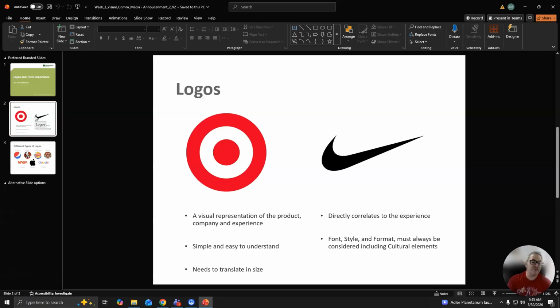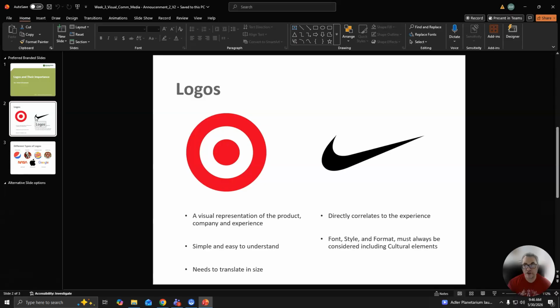They're a visual representation of the company's experience. They're simple and easy to understand, and they need to translate in size. Like billboards to tiny little Apple Watches. It's got to make sense. They also have to directly correlate to the experience as well. Font, style, and format must always be considered in cultural elements. And that's what matters in more ways than one. And it's the same thing here, because if you're going to sell across multiple countries, you need to make sure that your images and your logos don't offend anybody as well.